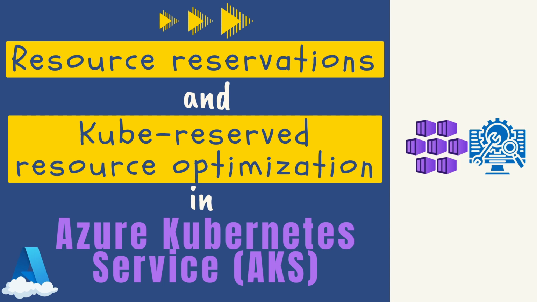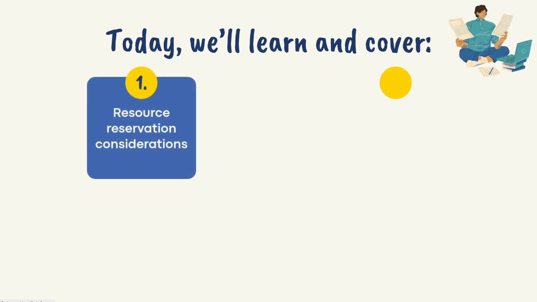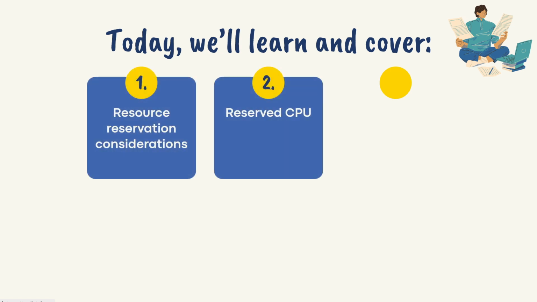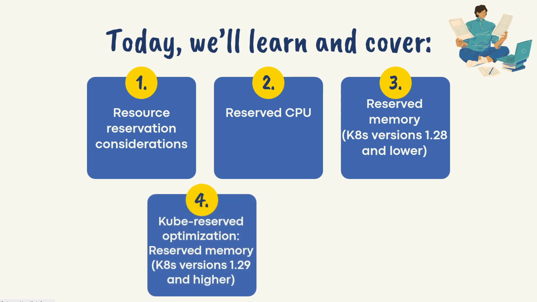Hello and welcome to this lesson, where we'll learn about resource reservations and kube-reserved resource optimization in AKS. During this lecture, we'll cover resource reservation constraints, followed by how the reserved CPU works. Then, we'll look into how reserved memory works for Kubernetes versions 1.28 and lower. After this, we'll learn how the reserved memory works for Kubernetes versions 1.29 and higher.